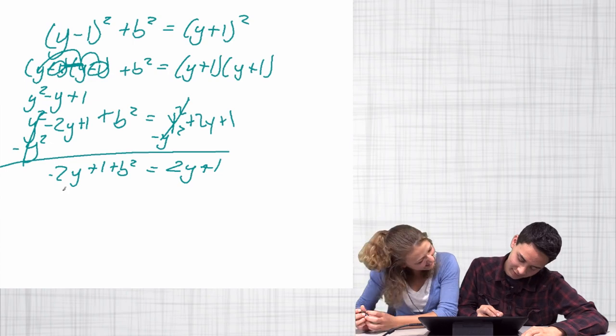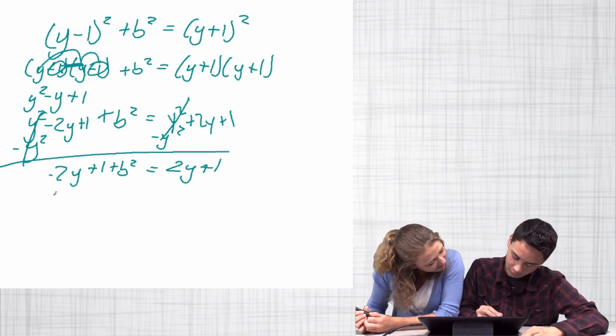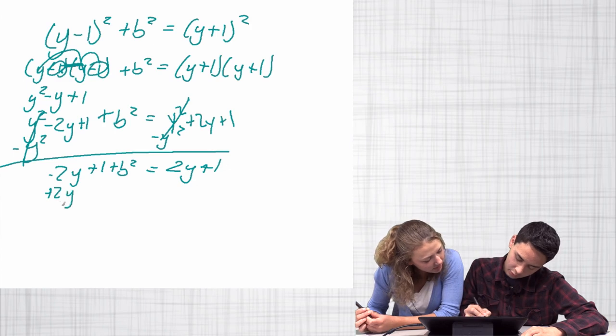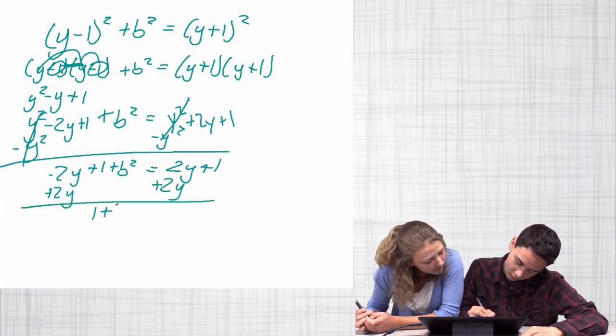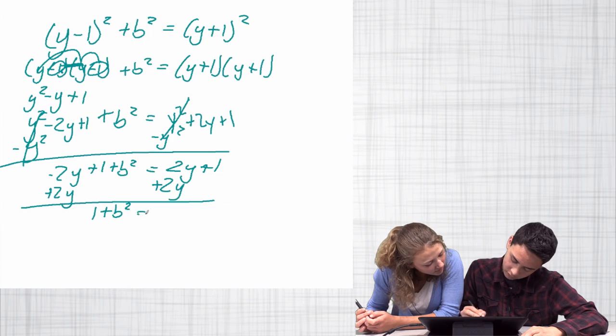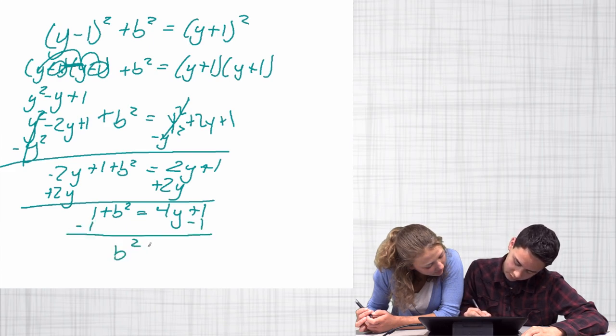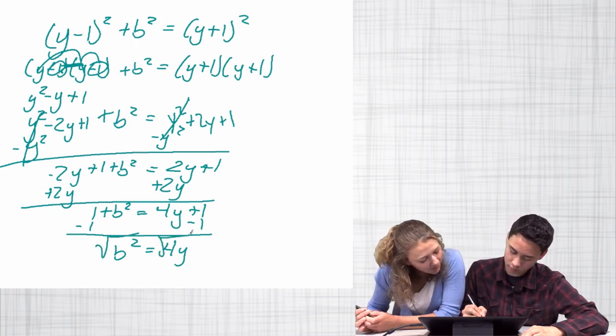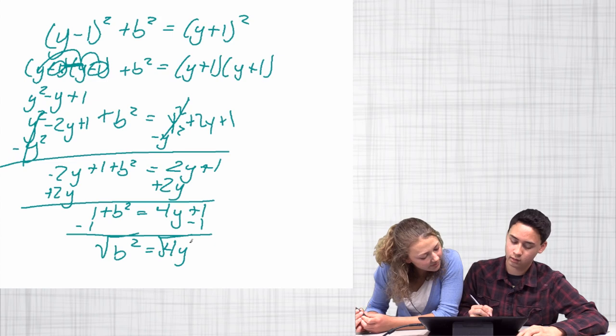And then, would you add 2y to both sides? So now you have 1 plus b squared equals 4y plus 1. And then you subtract 1 from both sides, so now all you have is b squared equals 4y. And what's b? b is the square root of 4y. Can you write that?